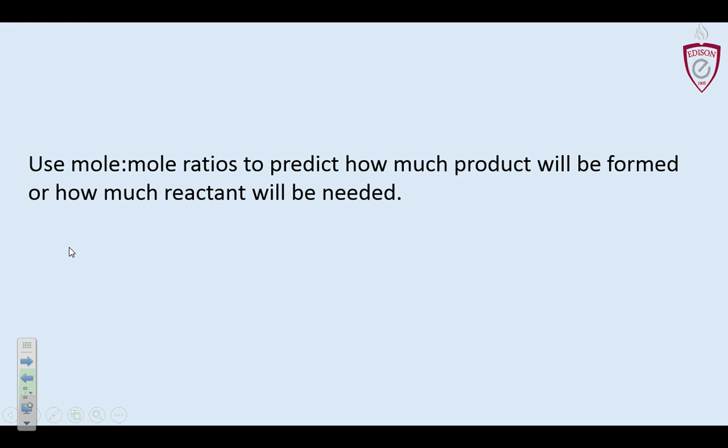Use the mole-mole ratios to predict how much product will be formed or how much reactant will be needed. That's what we were doing in the first video of the unit, where we wanted to make 1 gram of something. We had to work back through the mole ratios to use this as a predictive tool. And actually, what it now is, too, is a conversion factor. Now you could go from grams to moles. We learned how to do that with gram formula mass. Now I can go from moles to moles, from one chemical to another. That's what we did. Excellent. Thank you all. See you guys.